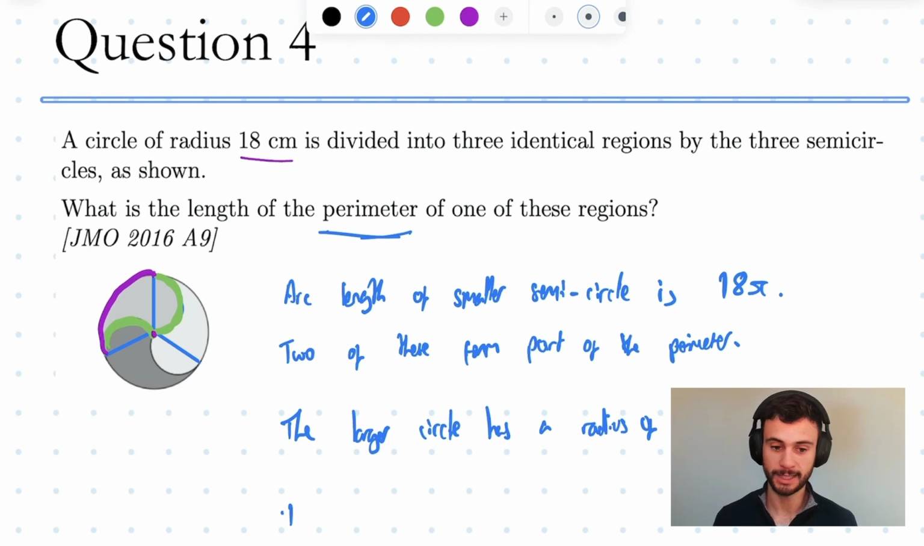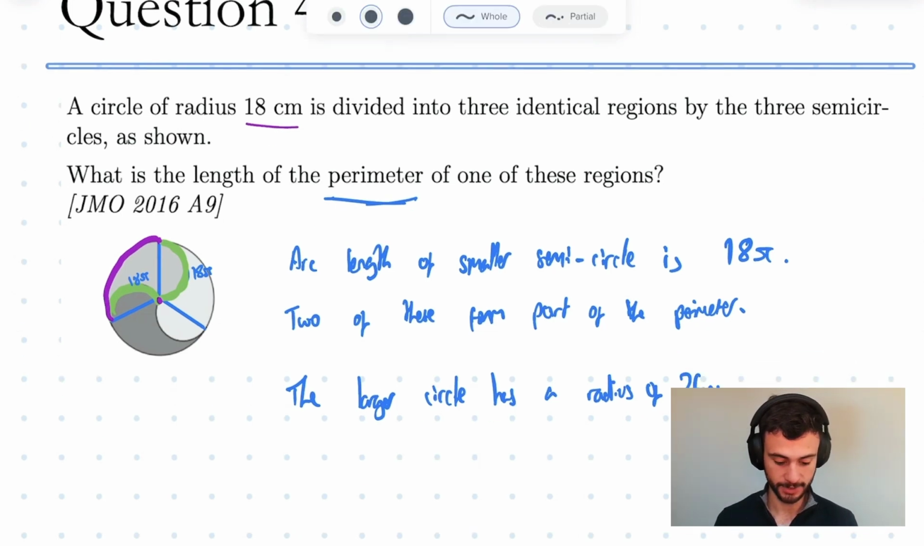So if we just work out the overall circumference divided by 3, that will give us the length of the purple part. Add it to 18 pi for this green part. Add it to another 18 pi for this green part, and we'll have our final answer. So let's just compute those steps now.